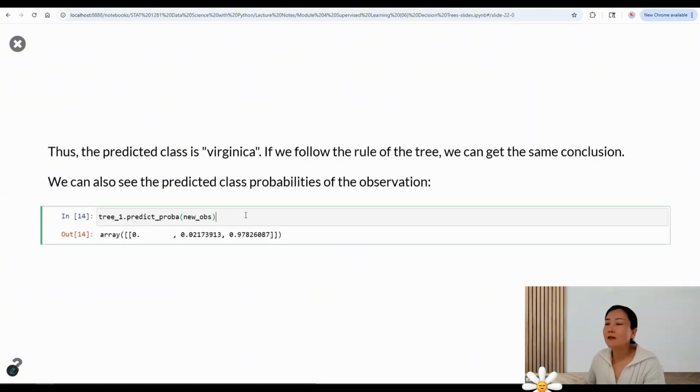So the tree can also predict class probabilities. Given the new observation, you can just call this predict proba function, and it will give you the probability that the new observation falls in each class. So apparently, the last class has the highest class probability, 97.8%. That's why the predicted value is 2, is label 2, last class.